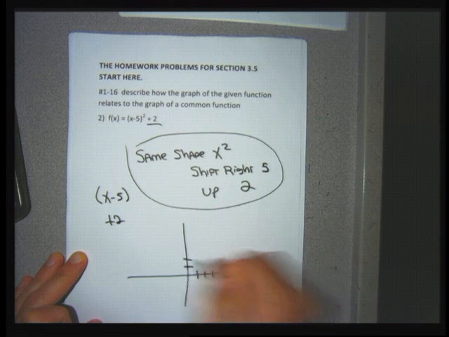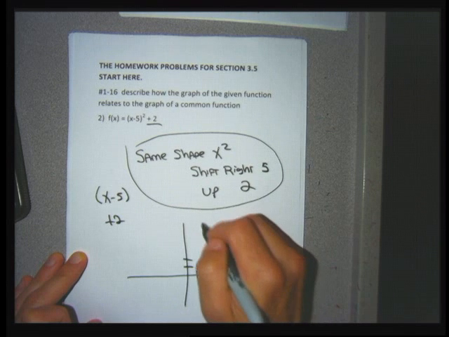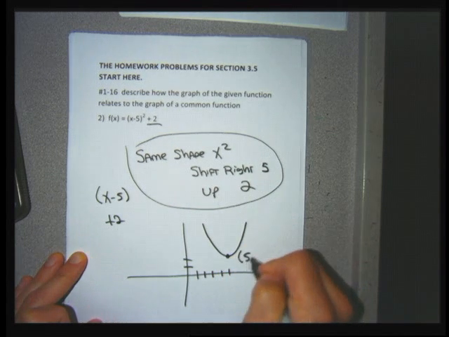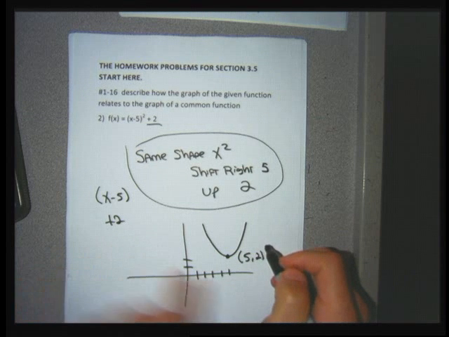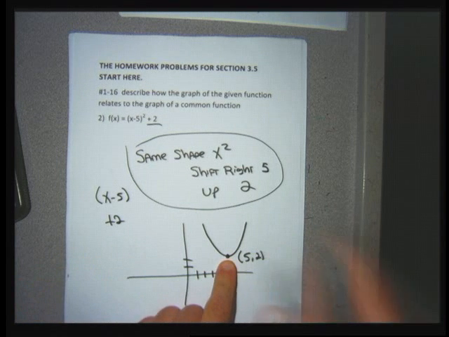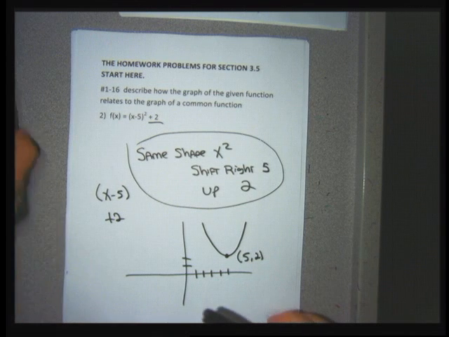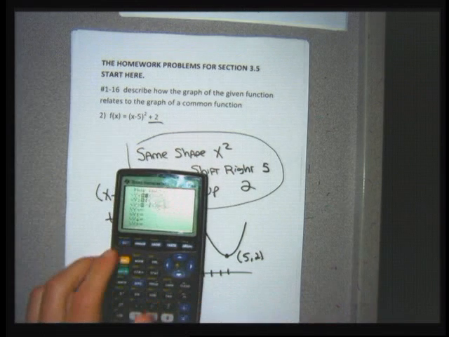I predict that my graph should look something like this, meaning it should have a vertex of (5, 2). In order to be shifted 5 to the right and 2 up, doing 2 shifts in one, this is how the new graph would need to look. And let me make sure I haven't messed up here.